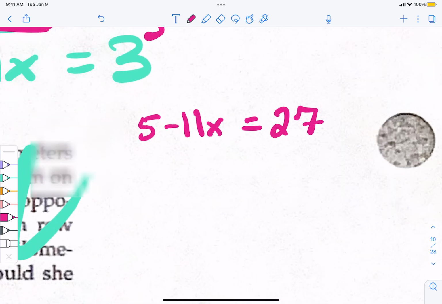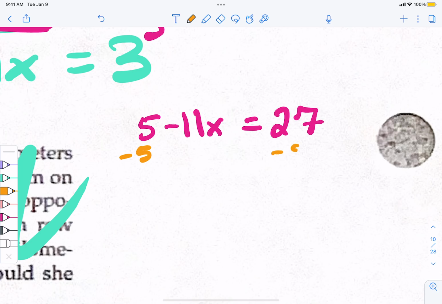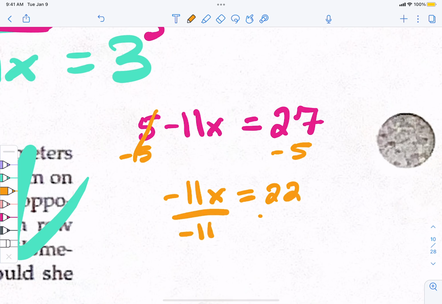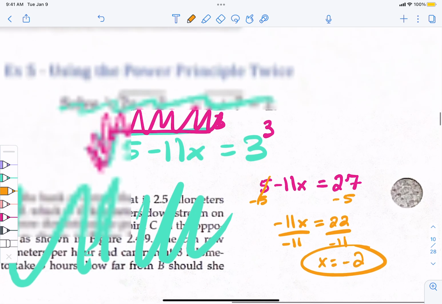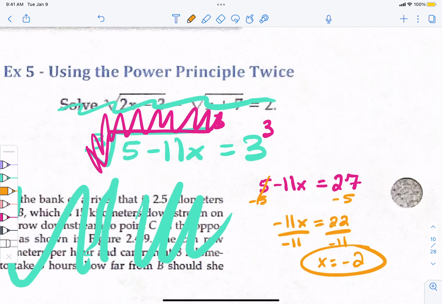All right. So, hey, this does come out nicely, actually. Minus a 5 over minus a 5. So negative 11x equals 22, right? Okay. Then divide by negative 11. So x equals negative 2. Okay. Good. Happy with that? Not too bad. That was fairly easy, right?